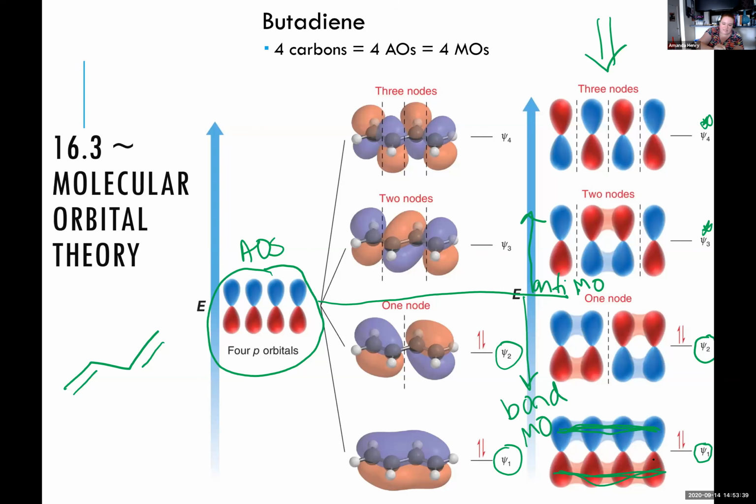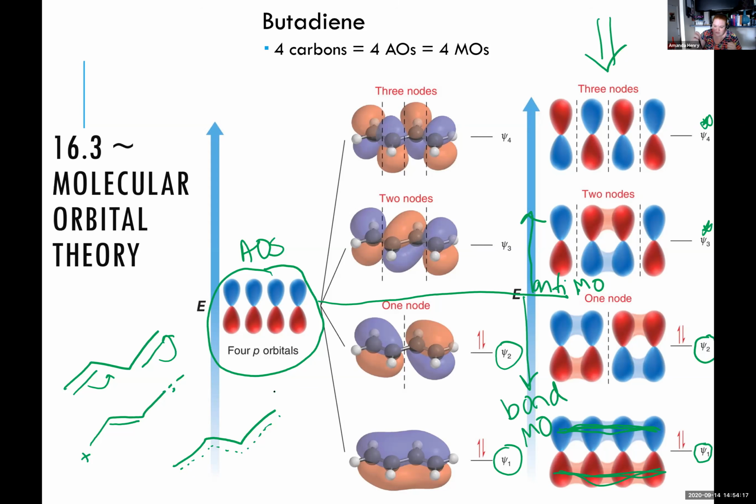What this is representing is the resonance hybrid. So if I draw in my resonance contributor for this structure, those are my 2 resonance contributors. The resonance hybrid then is going to look like this, where the electrons are overlapped between all 4 atoms. So that first molecular orbital is essentially a representation of that resonance hybrid, where the electrons are being shared all the way across the structure.